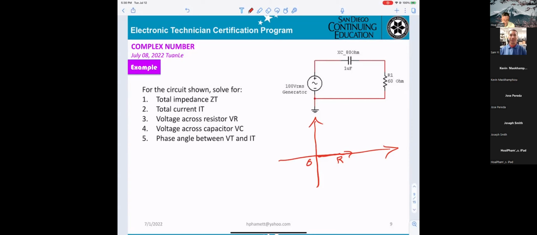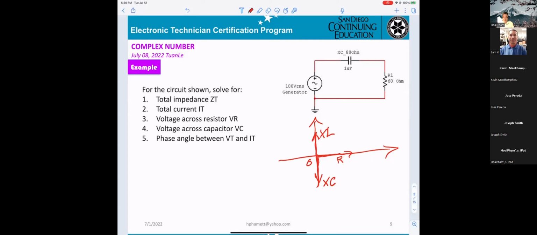Wouldn't XL be up since inductance is above the x-axis in a positive direction, and XC would be down because it's below the x-axis? That's what you have to understand.